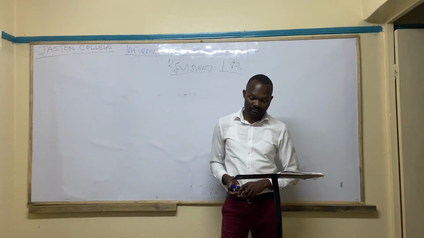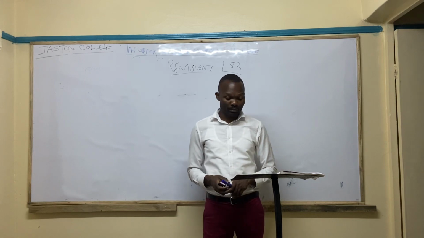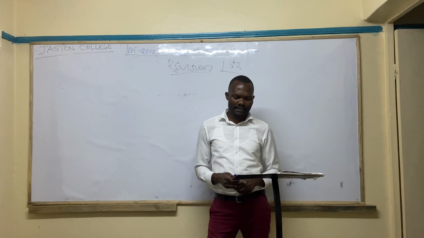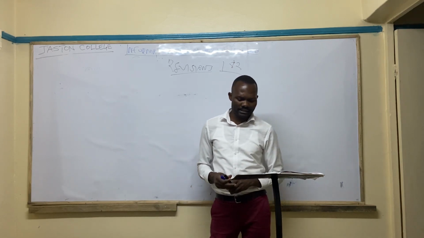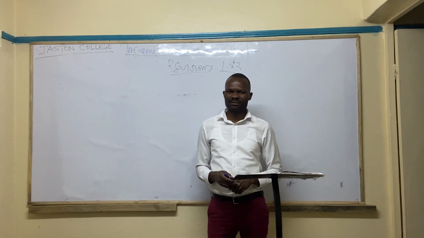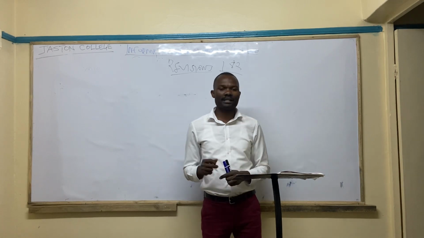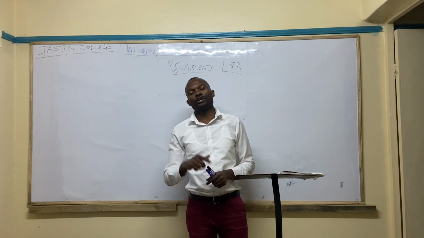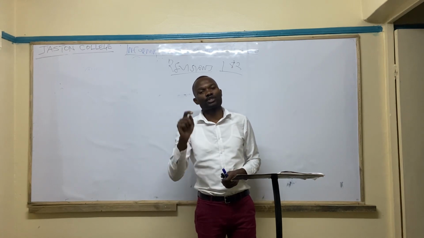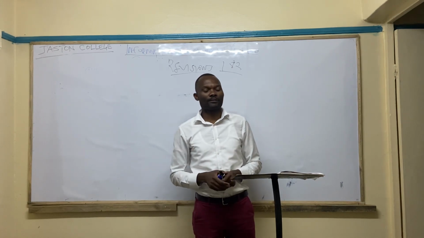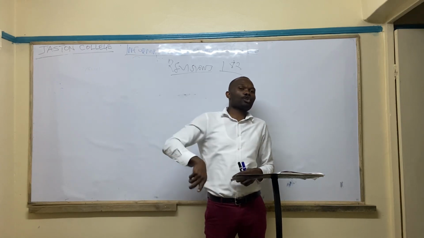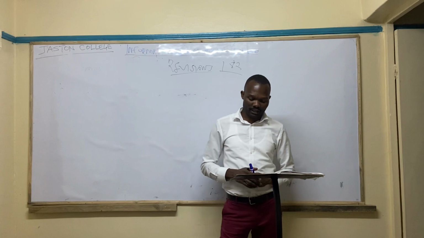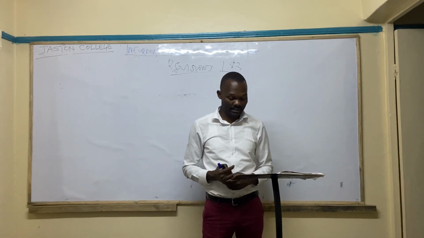So what is a computer? A computer is a device that inputs, processes, stores, and outputs data or information. It takes in raw data and then gives out information. Data are raw facts. Information is processed data.